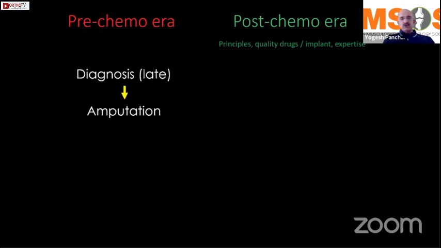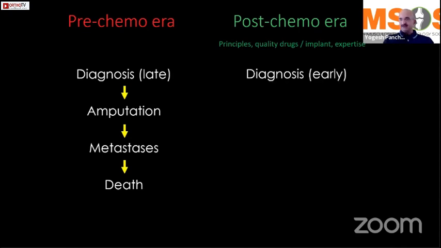Chemotherapy was introduced only in the late 80s and early 90s in India. Before that, most of our osteosarcoma patients used to present late and end up having an amputation. Eventually they would have metastasis, and almost all of them, maybe less than 10% would survive, more than 90% of them would die. But in the late 80s and early 90s, we started getting access to good chemotherapeutic agents. We understood the principles of limb salvage better. We had good quality implants available, and also the expertise and infrastructure started improving within India.